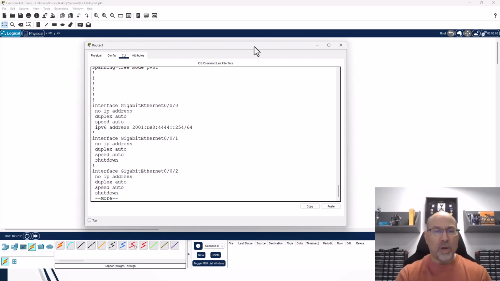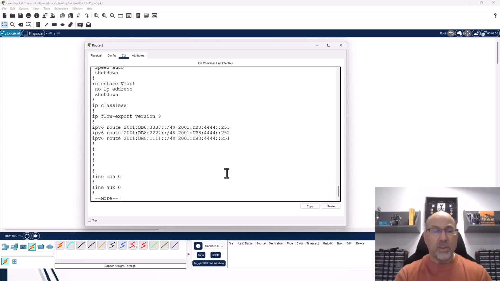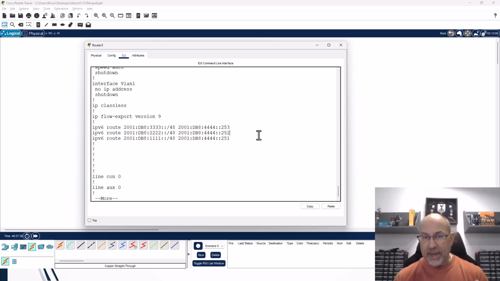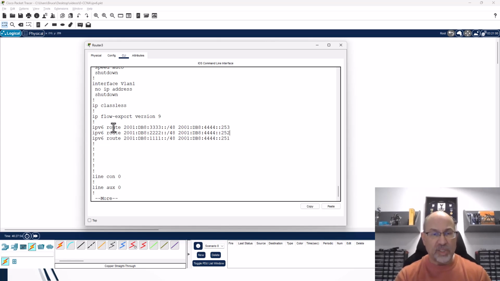So I've only given one address here to this particular router. So it's part of the 4net or the 4444 network. But in order to get to the 1111, the 2222, and the 3333 networks, we need static routes. And so this is no different than the IPv4 static route. We would do IP route and then the destination network followed by the mask followed by the forwarding router's interface. It's the same thing here, except it's an IPv6 route.